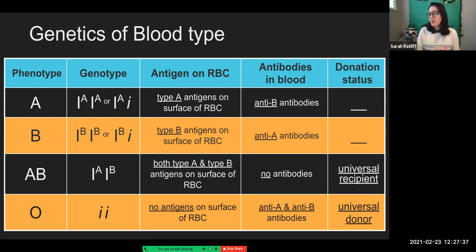Good point. So we're going to learn a little bit more about blood typing and how that works when we do our lab. I just wanted to touch a little bit on it so some of it sounds familiar when we do the lab.